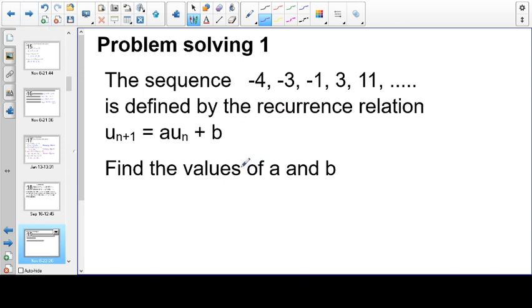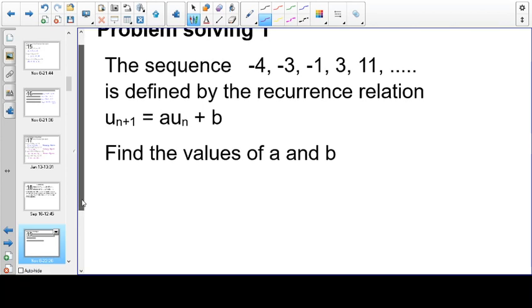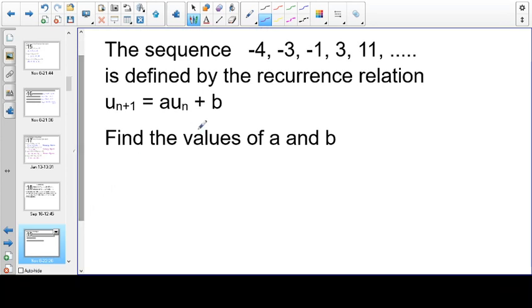Right, just to finish up, we're going to do a few problems that involve recurrence relations. So here's the first problem. The sequence minus 4, minus 3, minus 1, 3, 11 is defined by the recurrence relation: each term is the previous term times by some unknown A plus some other unknown B. Find the values of A and B.